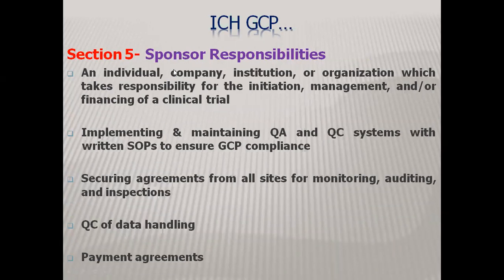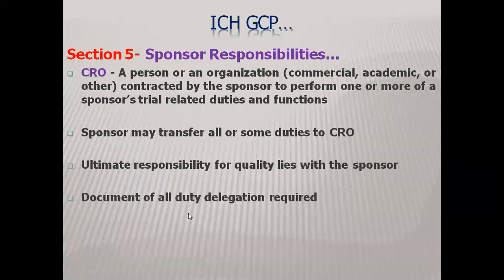Okay. So sponsor, as we know, is an individual, company, institution or organization which takes responsibility for initiation, management and financing of a clinical trial. So implementing and maintaining a QA/QC system with written SOPs to ensure GCP compliance. Okay? So all the clinical trials are taking place with the help of what? Good clinical practices. When we say GCP compliance, that means we are following all the guidelines that are mentioned in good clinical practices. Then securing agreements from all sides for monitoring, auditing and inspection. Then QC of the data, quality control of data handling, and payment agreements.